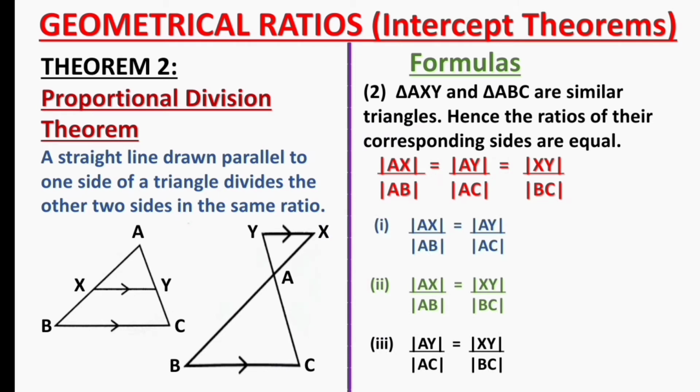Here we can see that the three equations are as follows. Number 1, the ratio of AX to AB is equal to the ratio of AY to AC. Number 2, the ratio of AX to AB is equal to the ratio of XY to BC. While number 3, the ratio of AY to AC is equal to the ratio of XY to BC. Please take note of these formulas for proportional division theorem.